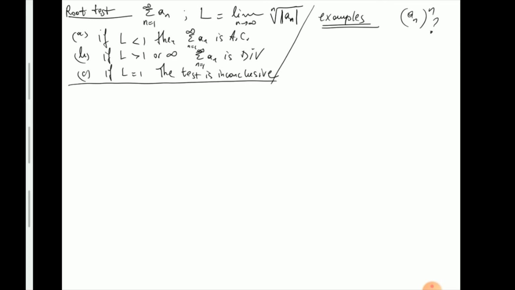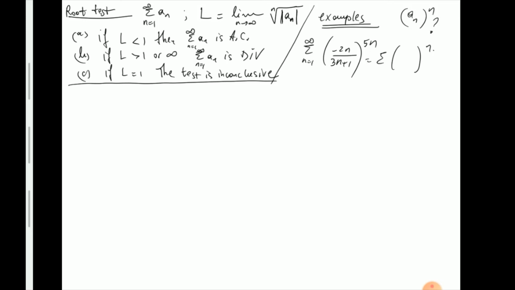So for example, you could have the summation from 1 to infinity of, let's say, (-2n over n+1), or let's say (2n over 3n+1) to the power 5n. You notice that you can write essentially everything as a power of n. So that might be suitable for the root test.